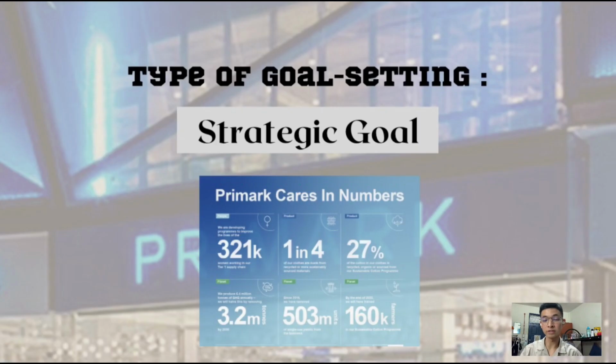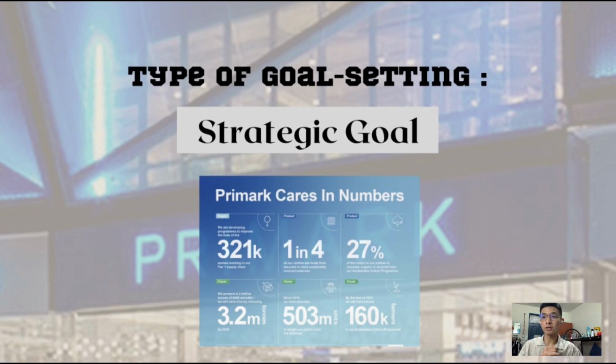Next, I would like to talk about goal setting of Primark. The type of goal setting Primark always uses is strategy goals. As I mentioned earlier, they always focus on their ability to create the lowest price possible for their fast fashion trend products because it's their huge advantage compared to other competitors. For their goal setting, they involve 3 categories. The first one is people, the second one is product, and the third one is planet. For the people category, they are developing programs to improve the lives of women working in their tier 1 supply chains.